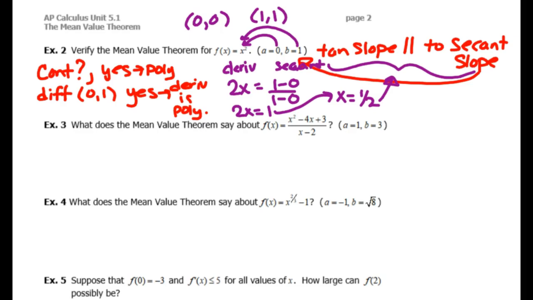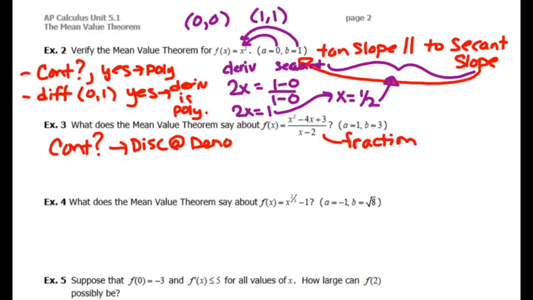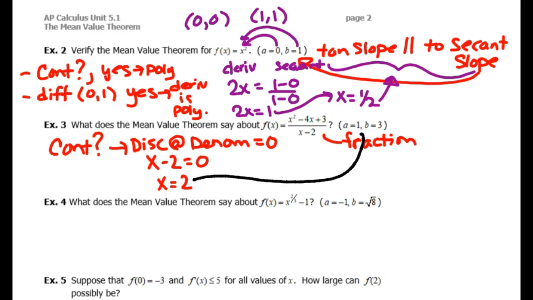All right, how about for number 3? What does the mean value theorem say about this function? Again, we need to answer these 2 questions, continuous and differentiable. Is this function continuous? And we look over here and we notice that it's a fraction, and we always think that a fraction is discontinuous at the denominator equal to 0, which happens when x minus 2 is equal to 0, which happens at 2. And you notice that that number 2 falls directly between 1 and 3.